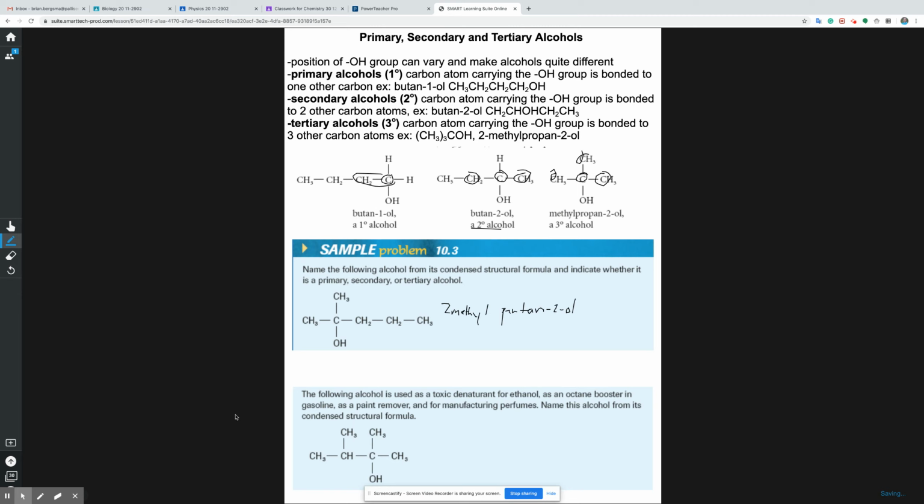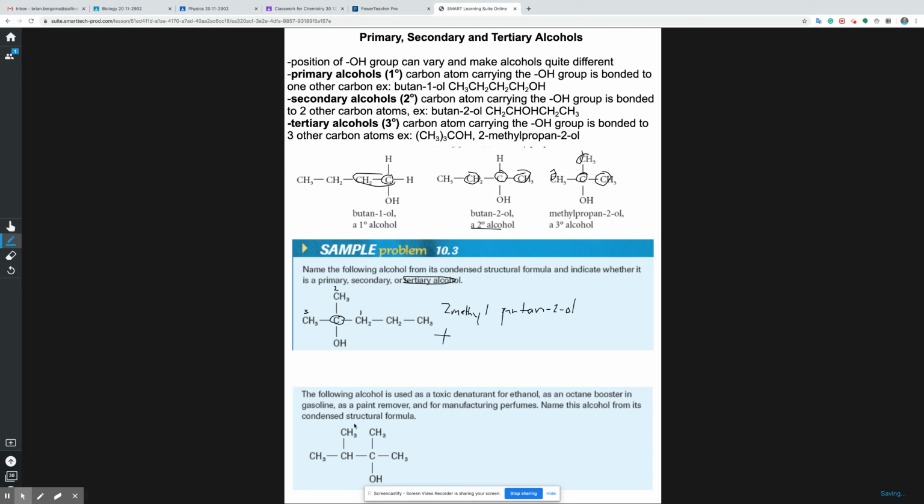Okay, this next one. Oh, and for this one, sorry, I wanted to say primary, secondary, or tertiary. Again, this is the carbon that's bonded to the OH. Now we look here, it's bonded to 3 other carbons. I'll just circle this. This is a tertiary alcohol.